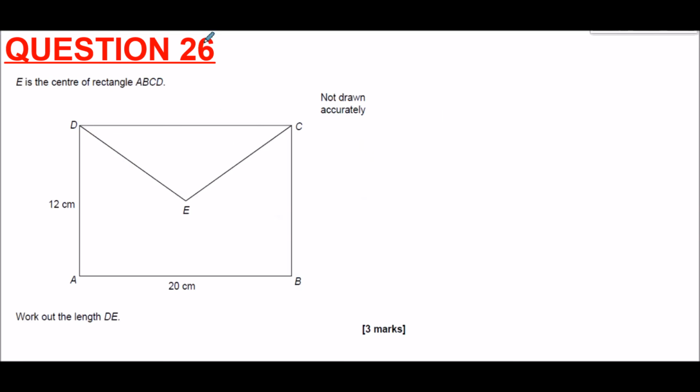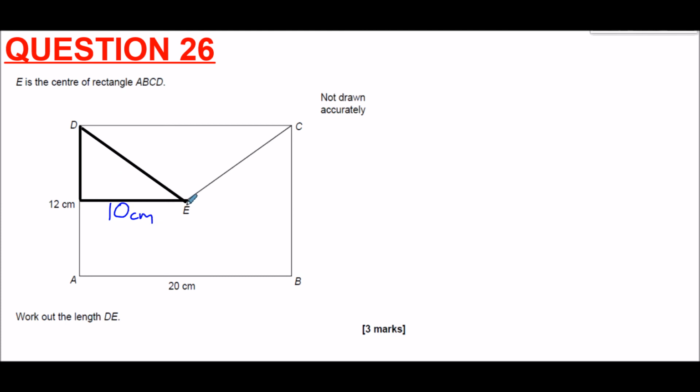Question 26. We're told that E is at the centre of rectangle ABCD. So using the fact that E is in the middle, what we can do is just imagine a line coming off to the side and going up towards D. Because E's bang in the middle of this rectangle, we know that it's exactly halfway. So the bottom all the way across the rectangle would be 20, but because E's only halfway, we know therefore that this bit here must be 10 centimetres.